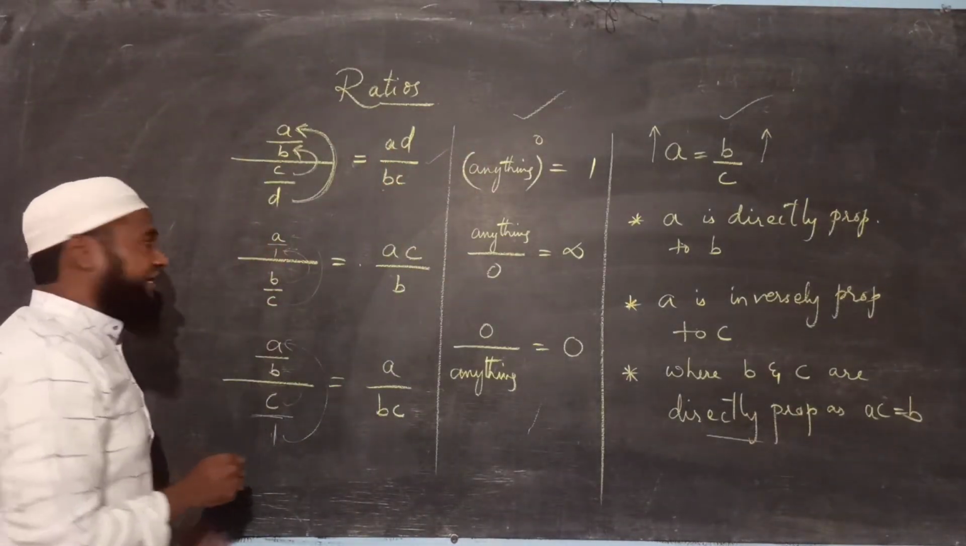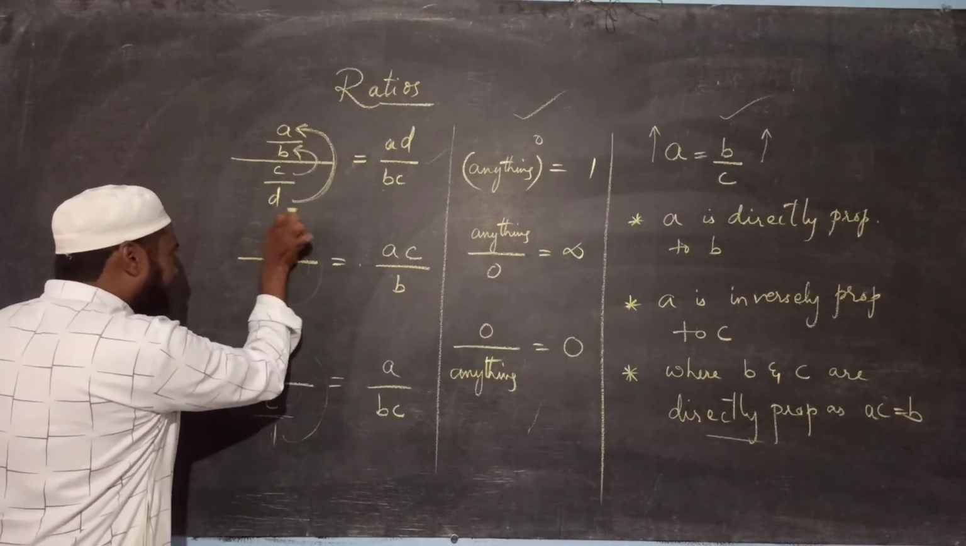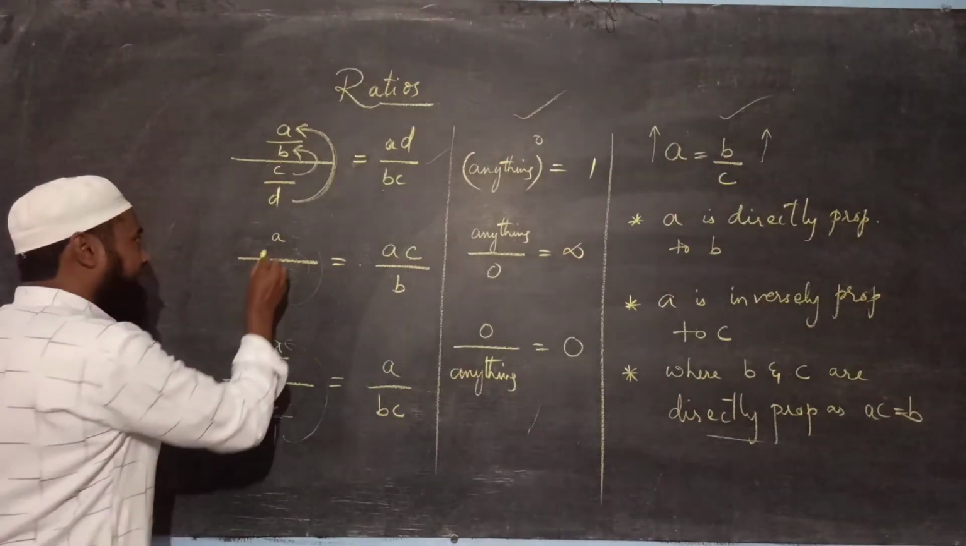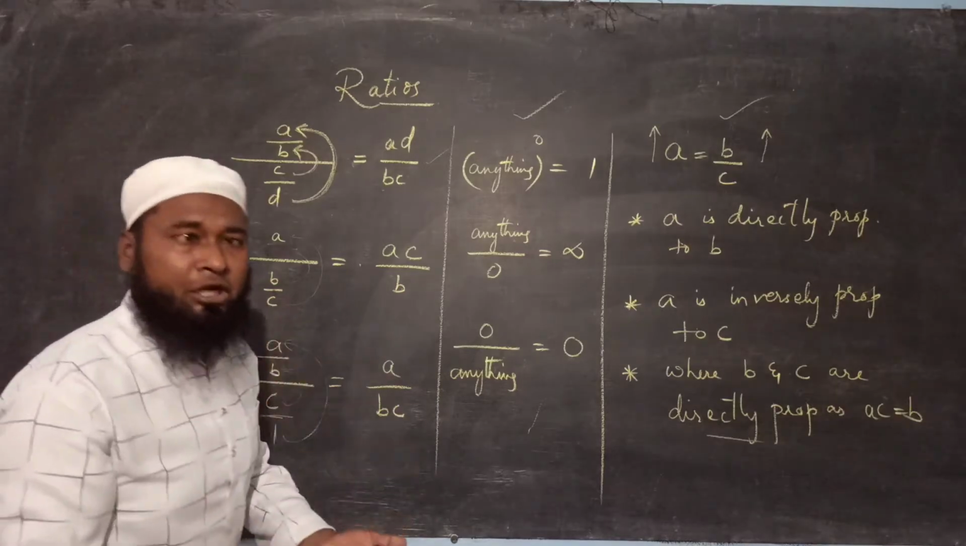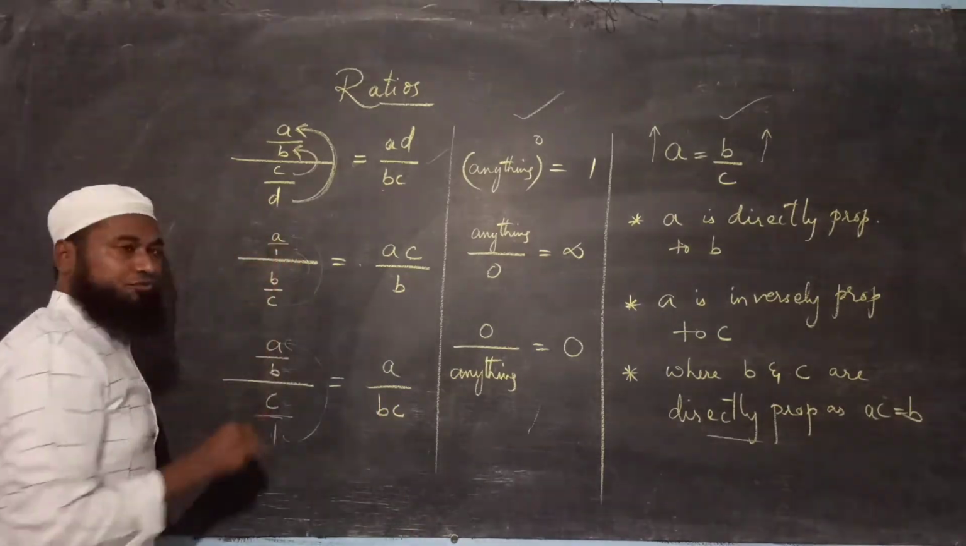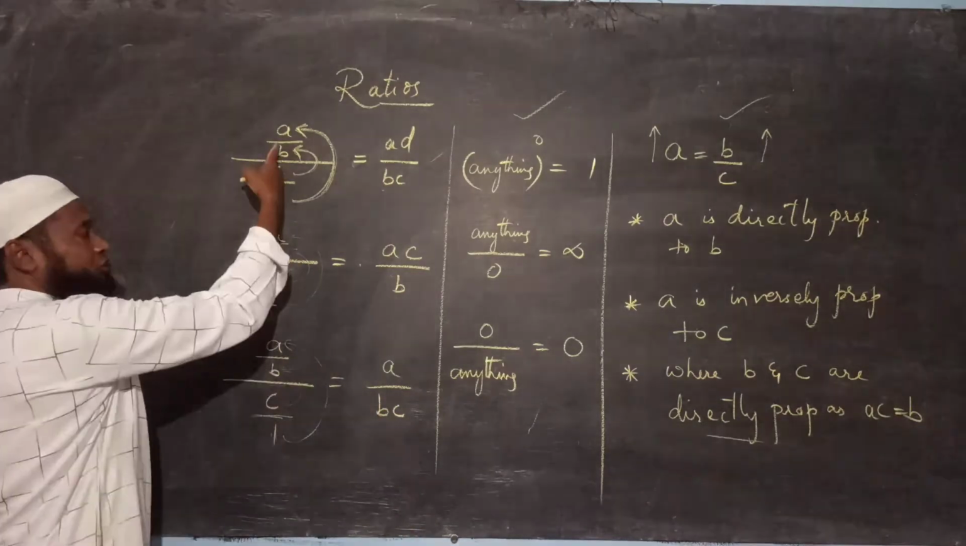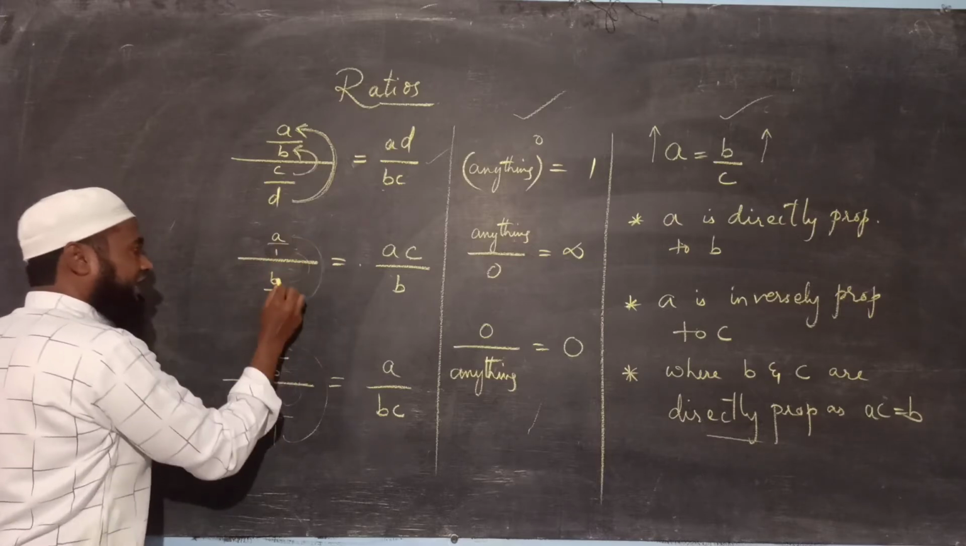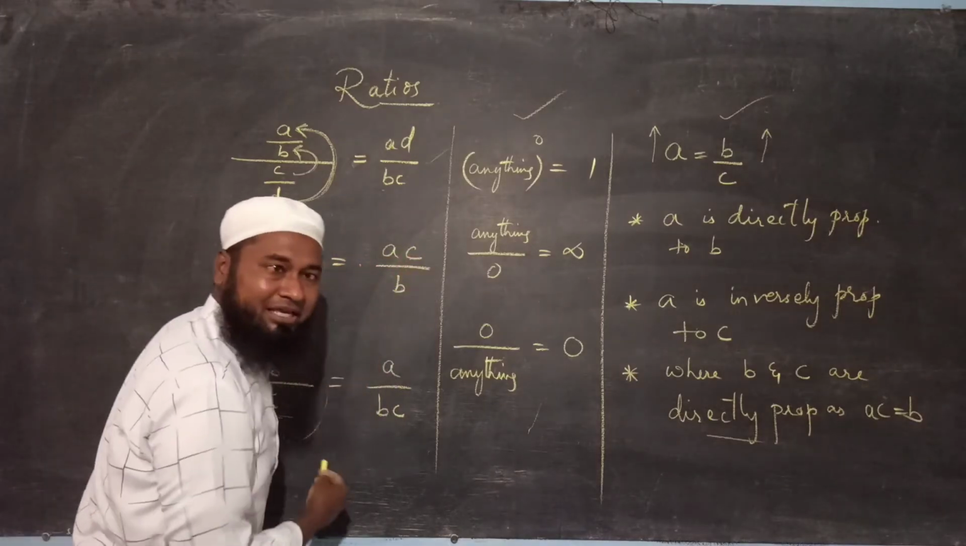Similarly, many times you will get A by B by C, meaning the numerator term doesn't have any denominator. So you can give the denominator as 1. It is similar to this one. Again take this C to the A and B to the 1. So it will be AC by B.